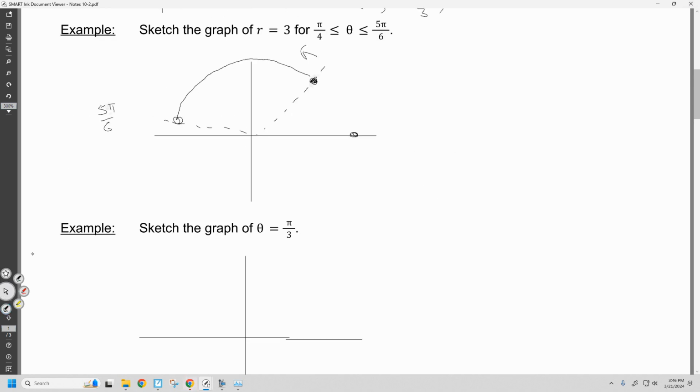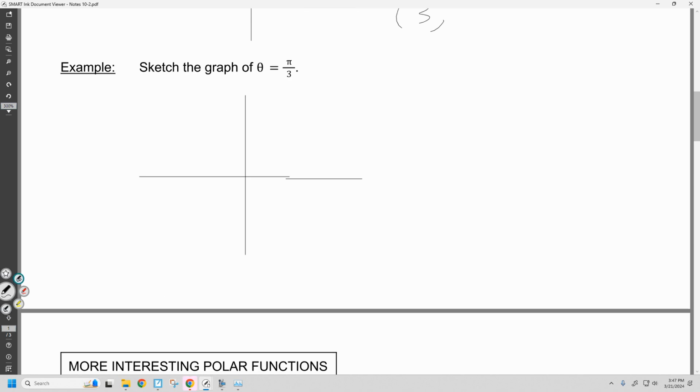In this situation, r was always 3. And it didn't matter what my theta was, provided my theta was between pi over 4 and 5 pi over 6. This one, my theta is always pi over 3. I don't care what my r is. What's this look like?